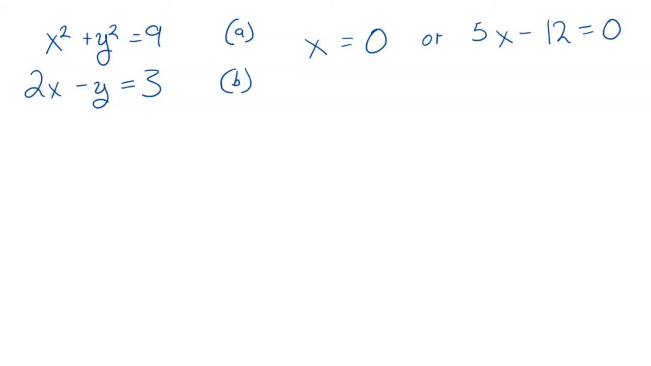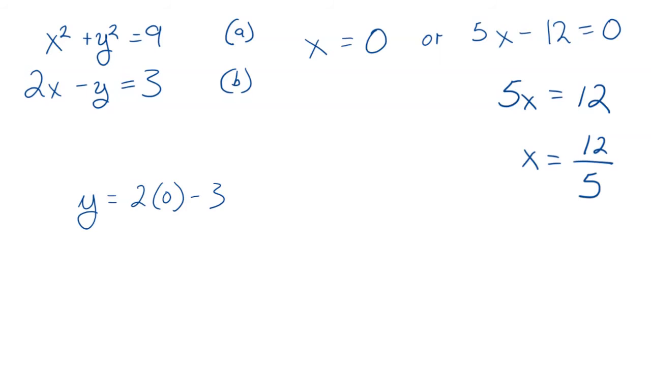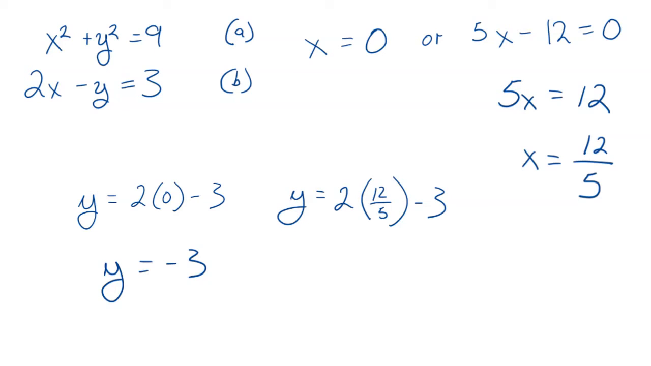So now that we have x is equal to 0 or 5x minus 12 is equal to 0, we can solve for our second x term, which, as you can see, is 12 over 5. Now that we have those two x values, we can substitute them in for the y, which we solved for, which was y equals 2x minus 3. So when we put in 0, y is negative 3, and when we put in 12 over 5, y is equal to 9 over 5.